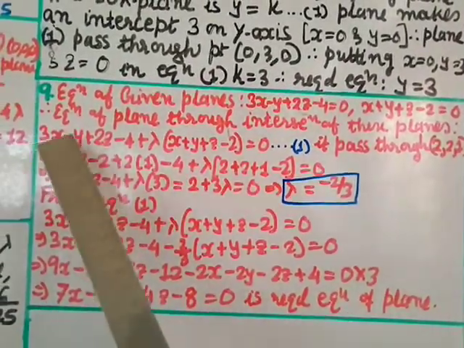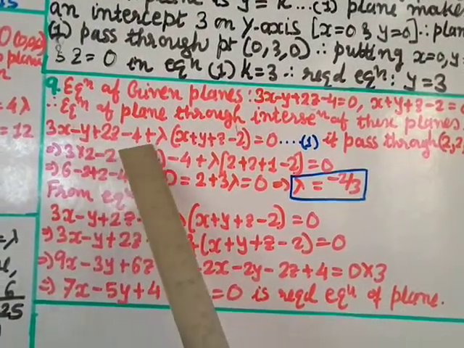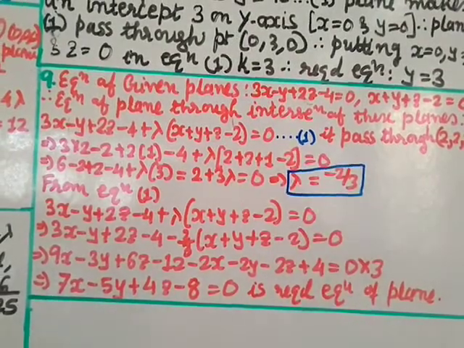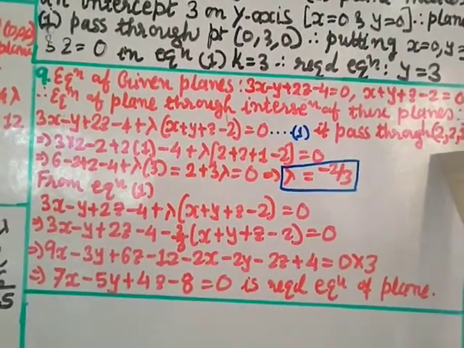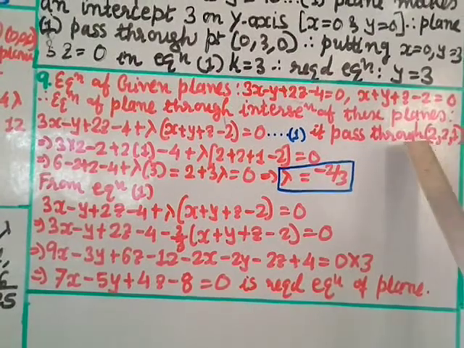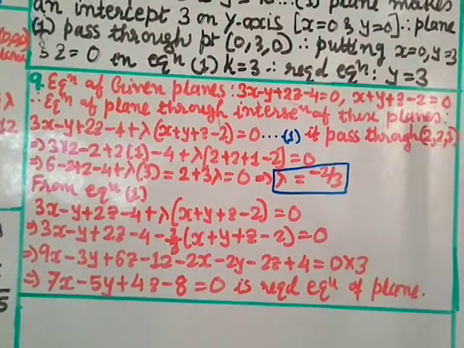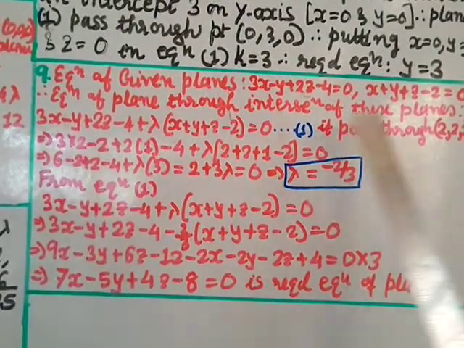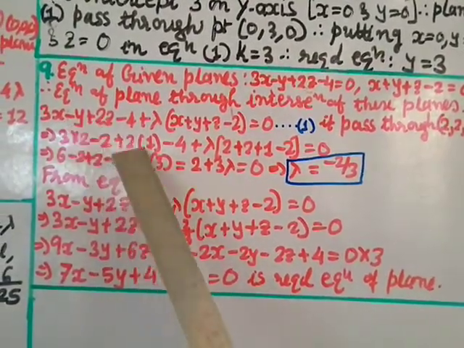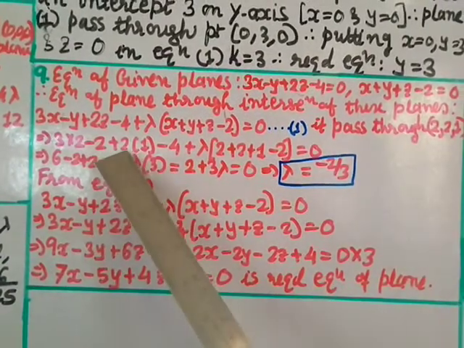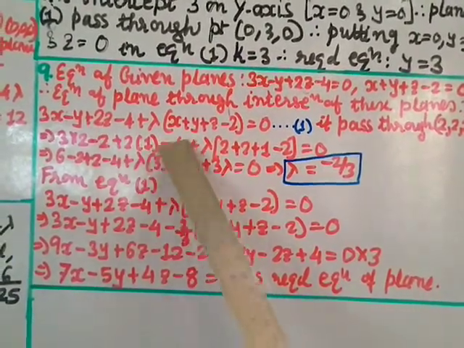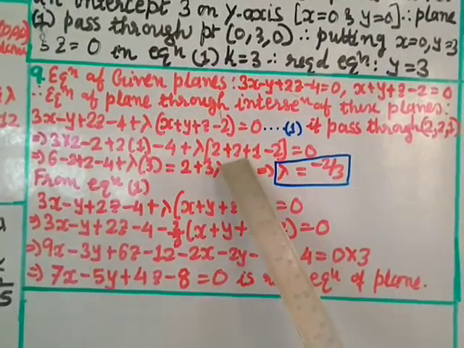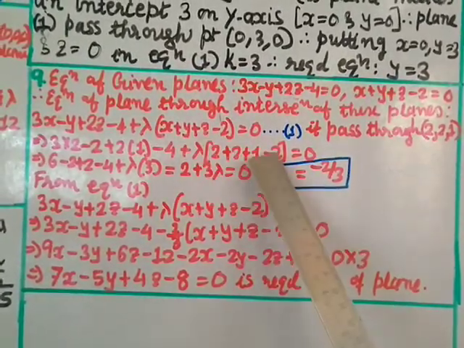So I write here 3x minus y plus 2z minus 4 plus lambda times x plus y plus z minus 2 equal to 0, called equation 1. They have said that it also passes through the point 2, 2, 1. The point is given, so I put x as 2, y as 2 and z is equal to 1. So we place here 3 times the x value 2, minus the y value 2, plus 2 times the z value 1, minus 4 as it is, plus lambda as it is, x value again 2 plus y value 2 plus z value 1, minus 2 equal to 0.